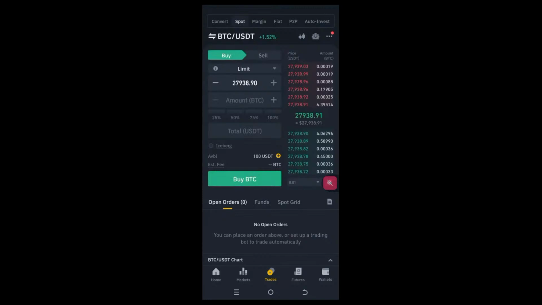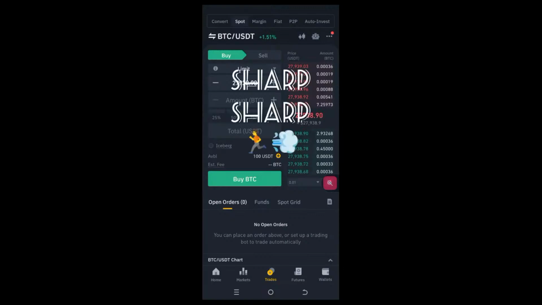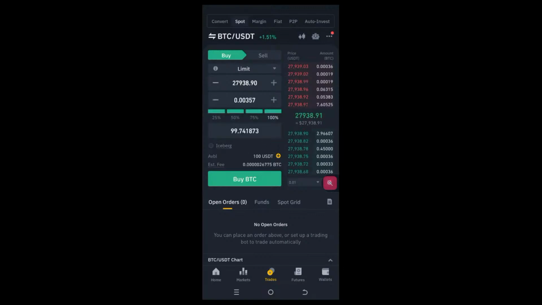Someone told me that I should be giving him signals. I said, no, it doesn't work that way. When you get a signal, you execute it quickly, right? Sharp, sharp. You don't have to wait. Because if you do, you're going to be on the long thing.